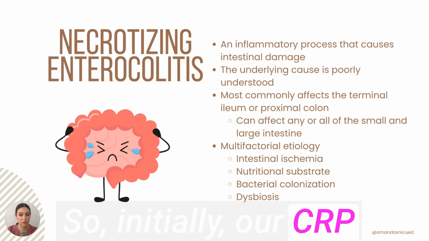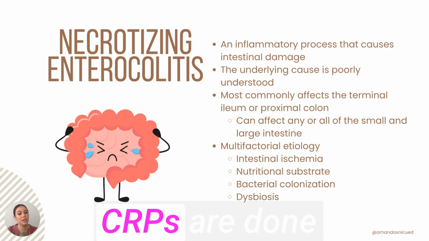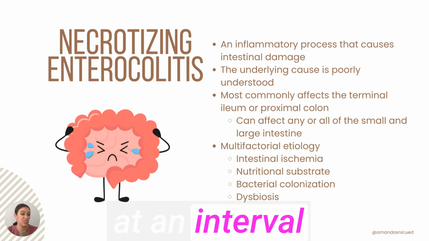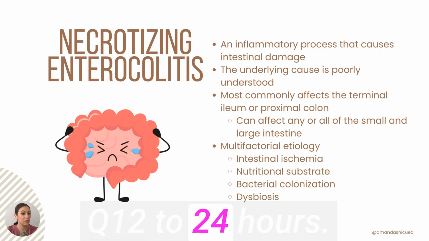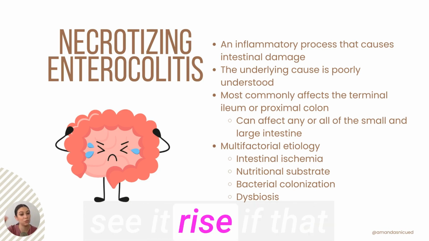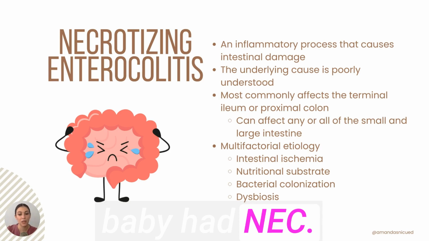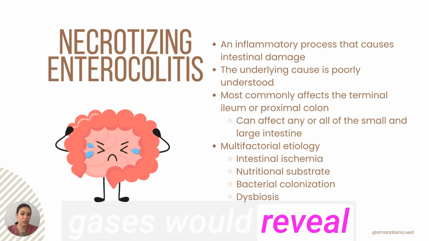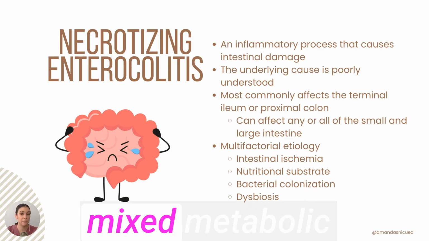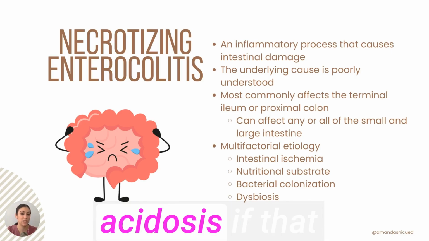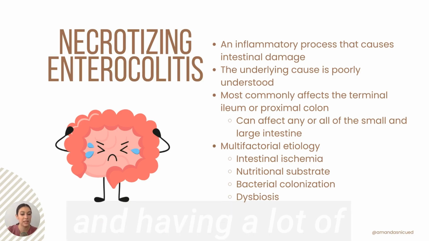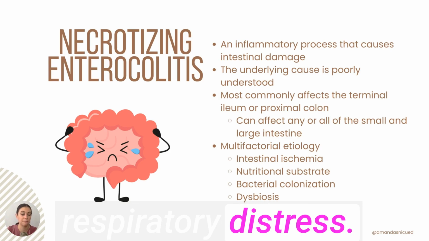Subsequent CRPs are done on an interval anywhere from Q12 to 24 hours. Some places may even do Q6 hours, and you might see it rise if that baby had NEC. And then our blood gases would reveal metabolic acidosis, or we might see a mixed metabolic and respiratory acidosis if that baby is really decompensating and having a lot of respiratory distress.